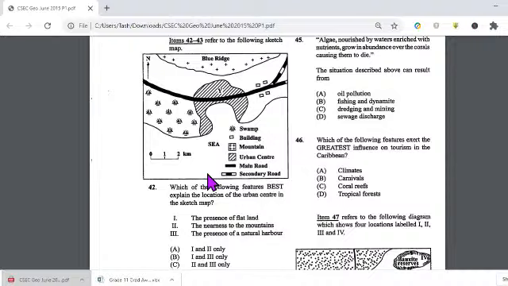And everybody is on point for letter B for 42. You are all getting it correct. Congratulations, guys. It seems like we're all ready for our exams.